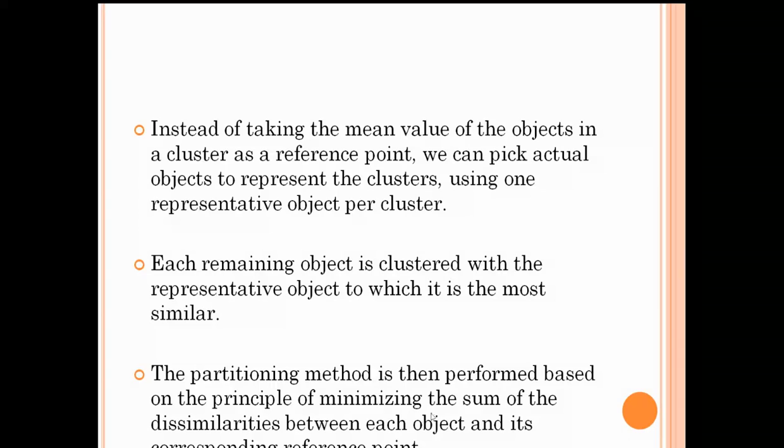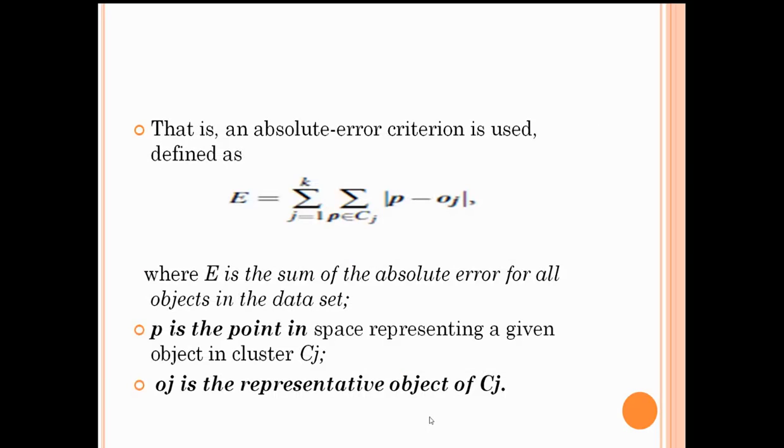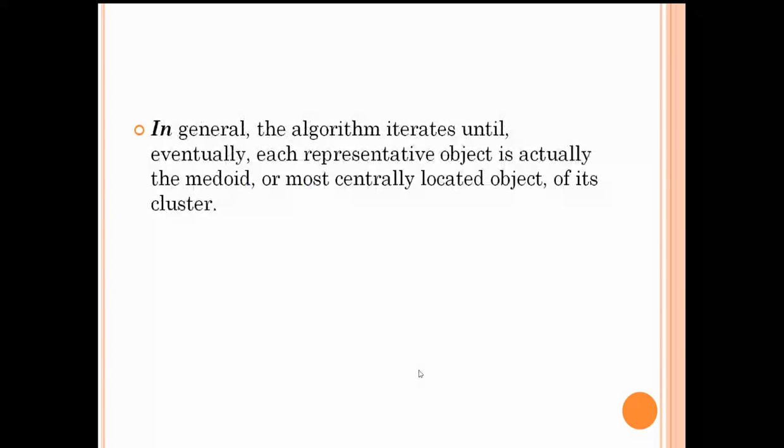The partitioning method is then performed based on the principle of minimizing the sum of dissimilarities between each object and its corresponding reference point. The main motive is to minimize the dissimilarity and to increase the similarity of our clusters. Talking about the formula, an absolute error criterion is used, which is called E equals the summation over j equal to 1 to k, summation over p belongs to Cj, of |p minus oj|, where E is the sum of absolute error for all objects in the data set, p is the point in space representing a given object in cluster Cj, and oj is the representative object of Cj. In general, the algorithm iterates until eventually each representative object is actually the medoid, or most centrally located object, of its cluster.